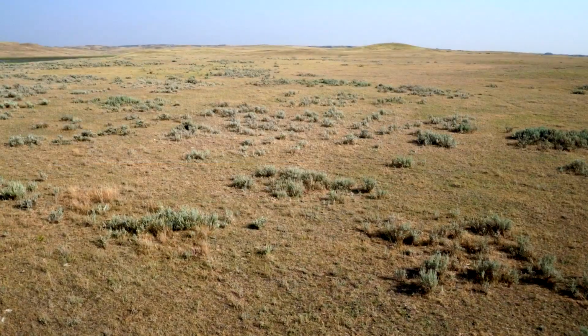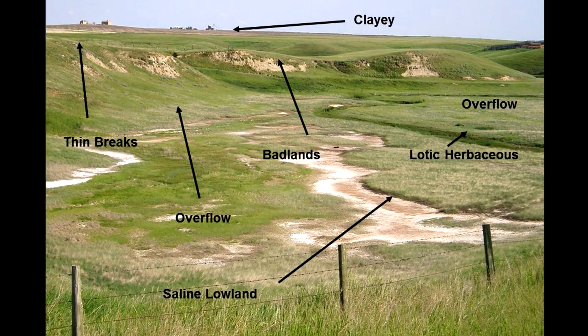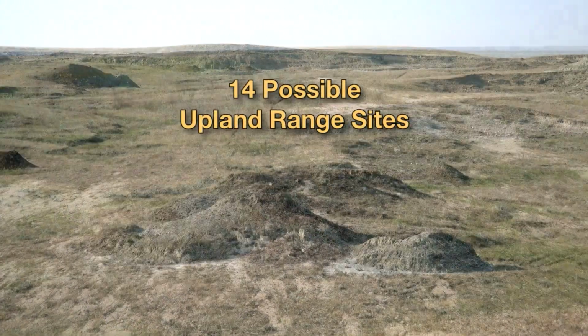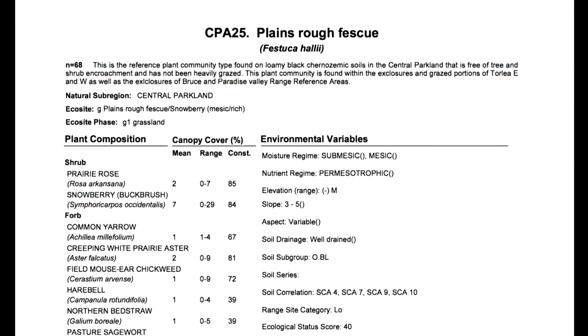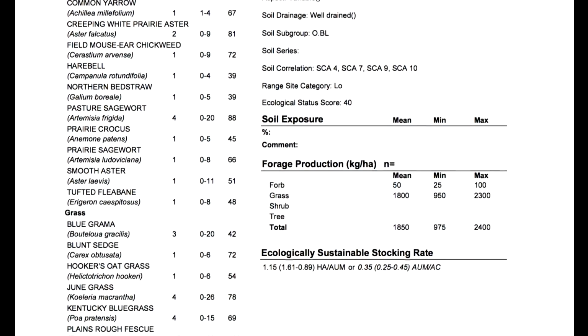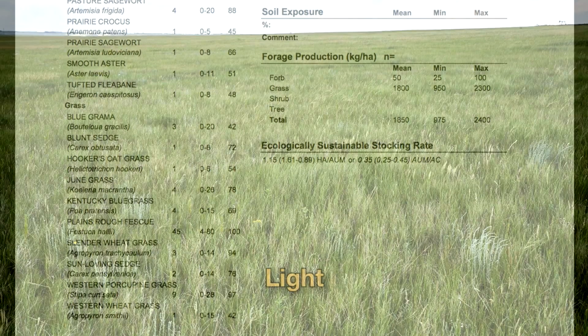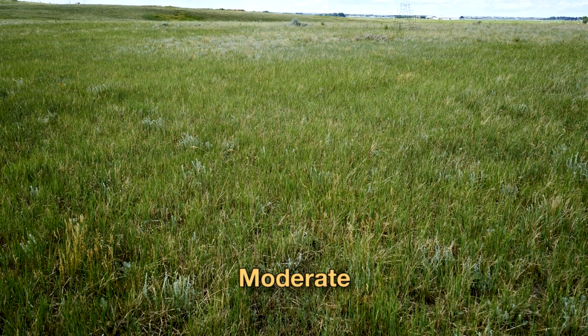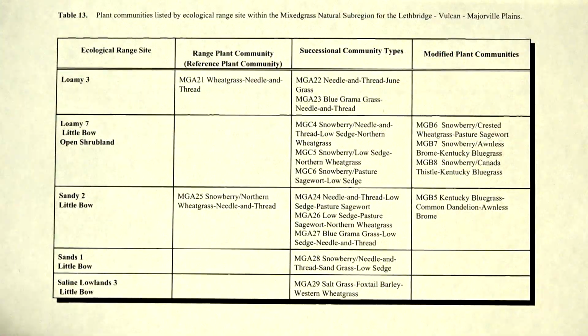Range plant communities in the prairies and parkland regions are defined for each major soil or range site type, which are named by very recognizable qualities like loamy, blowout, badlands, sub-irrigated, and so on. There are 14 possible upland range sites. Each range site in the guide will have one or more reference plant communities, which define site potential under light grazing disturbance, plus additional successional communities that reflect additional levels of grazing disturbance like moderate, heavy, and very heavy. The guide may also capture modified plant communities where non-native species have become dominant.